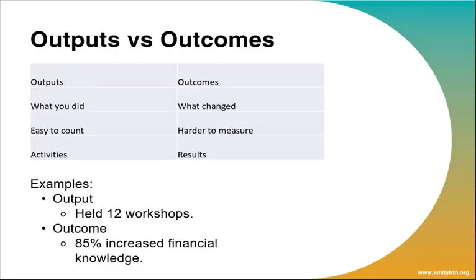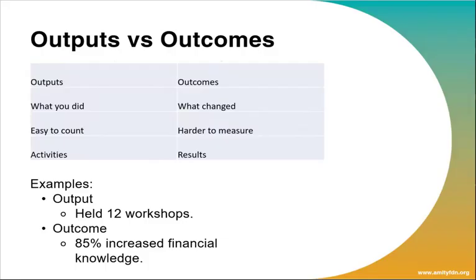Here's an important distinction when we talk about evaluation. Outputs are not the same as outcomes. An output tells us what you did. For example, we held 12 financial literacy workshops. That tells us the activity happened, but it doesn't tell us whether it made a difference.